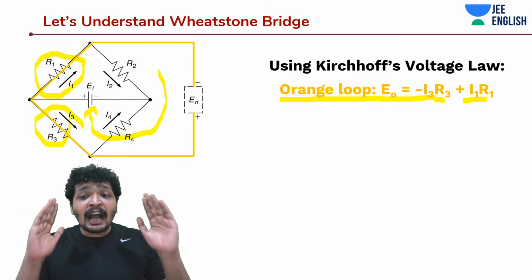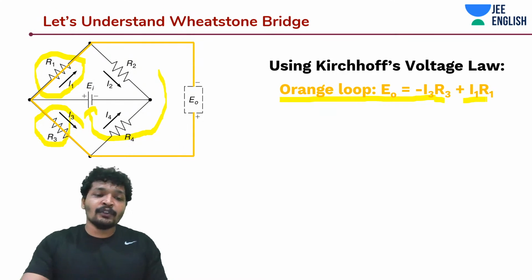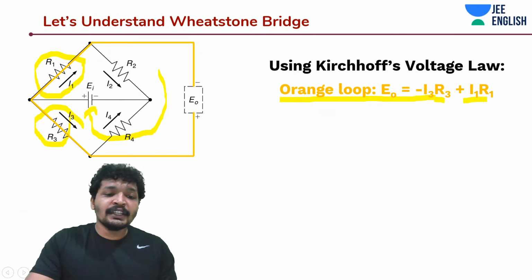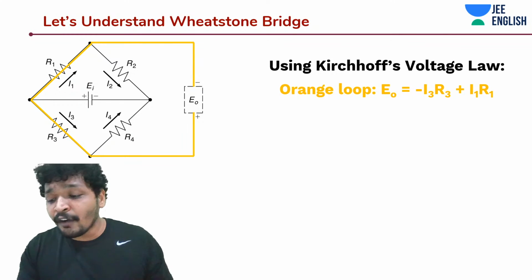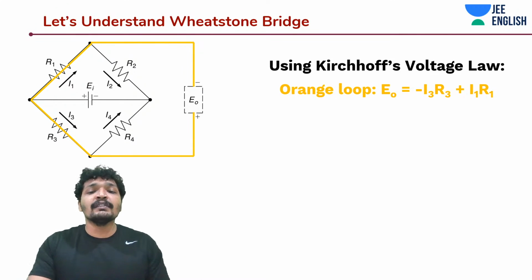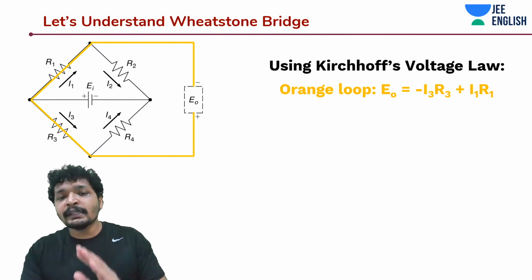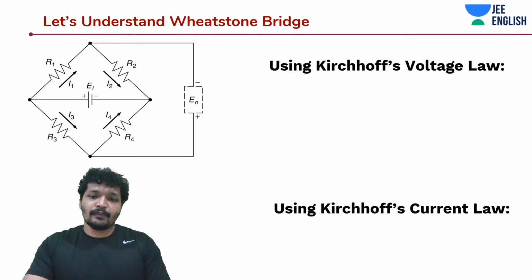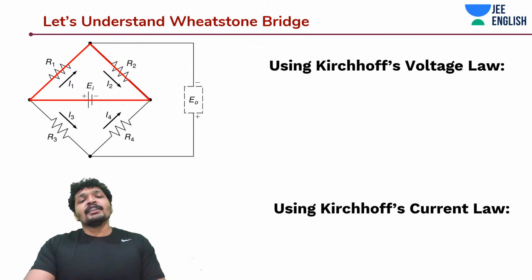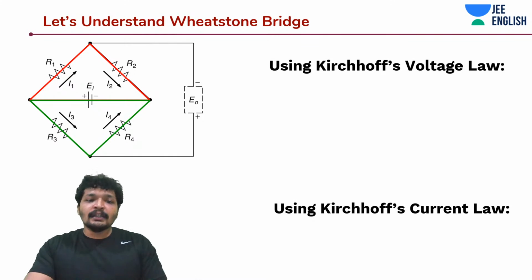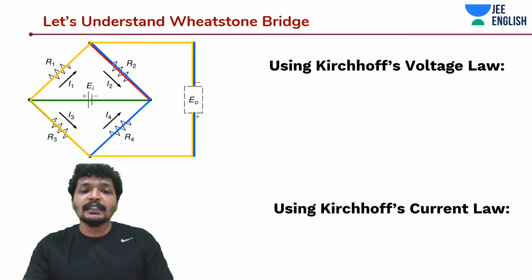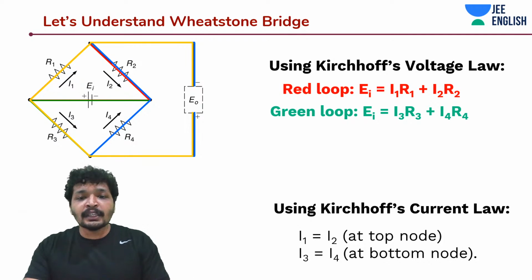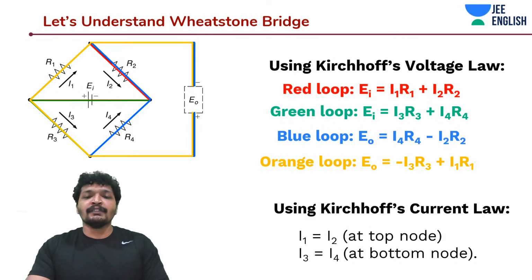So now we have 4 equations around these 4 colored loops. These 4 colored loops have 4 equations that we are going to deal with today to understand the Wheatstone bridge and also to solve any problem around the Wheatstone bridge. First one, red loop. The second one, green loop. The third one, blue loop. And the fourth one, the orange loop. These colorful loops would give me these different equations that we just discussed.